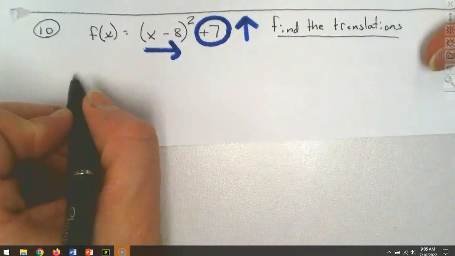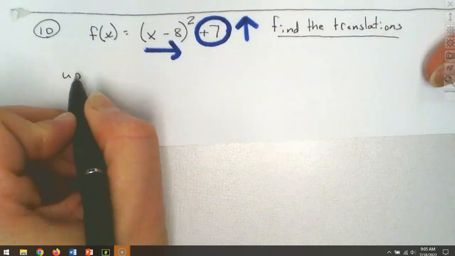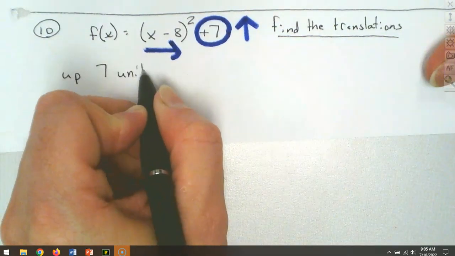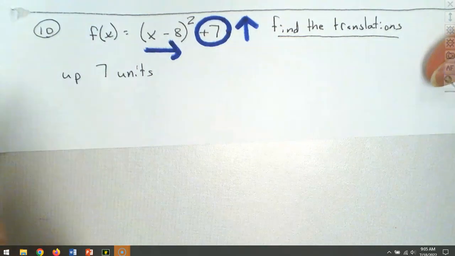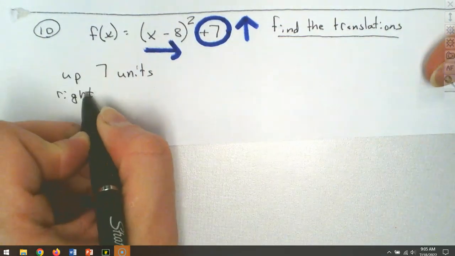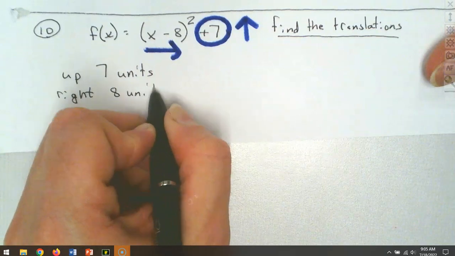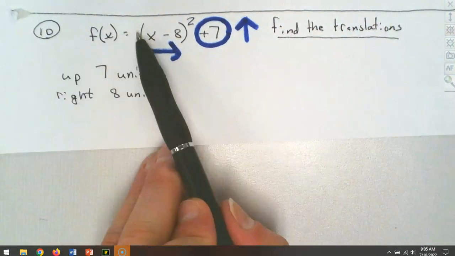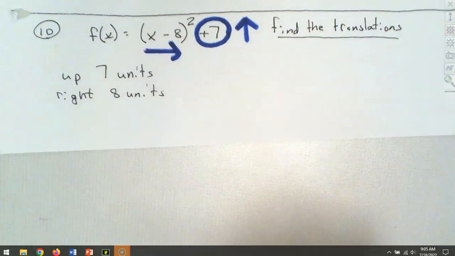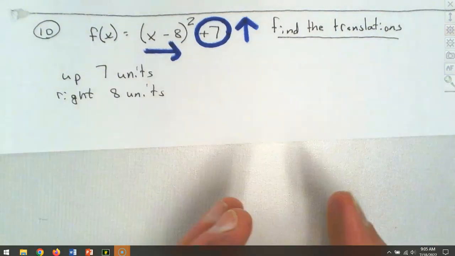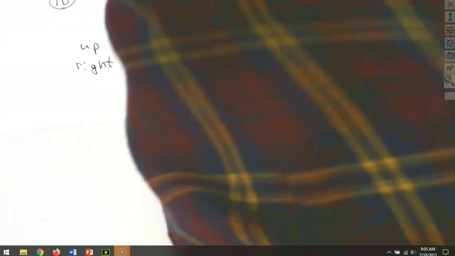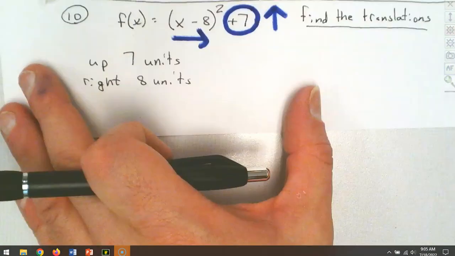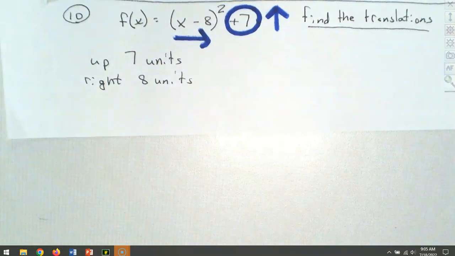So what are my translations? I'm going to move the graph up 7 units. And I'm going to move the graph to the right 8 units. So that's what I'm wanting you to tell me. Just tell me the translations. We're not adjusting it at all because there's no number here, so it's assumed to be a 1. So we're not spreading or contracting the graph. All we are doing is shifting it up 7 units and moving it forward to the right 8 units.